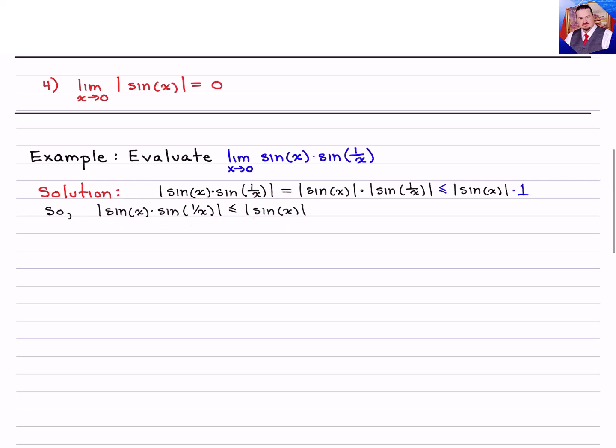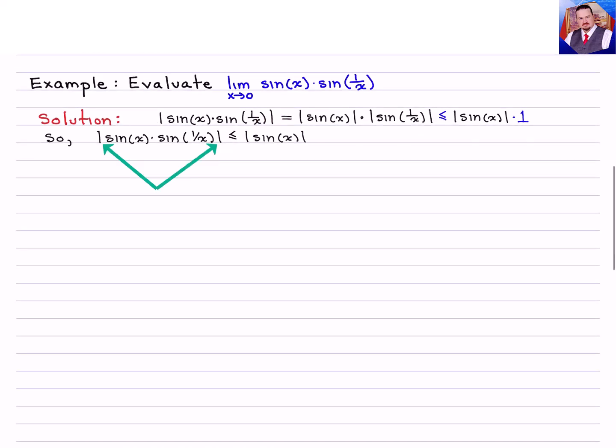So we can now remove this absolute value in this inequality to get that the sine of x times the sine of 1 over x is less than or equal to the absolute value of sine x, but it's also greater than or equal to minus the absolute value of sine x.